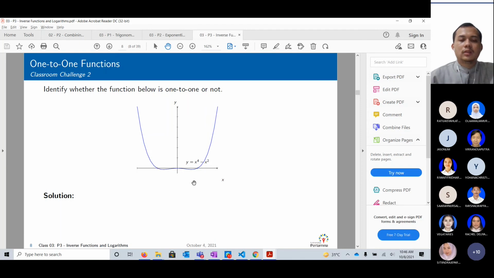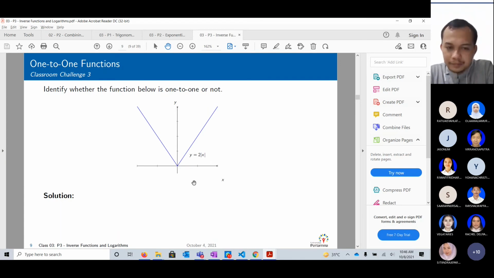Is it 1-to-1 or not? I think not, sir. Yes, that is correct. So this one is not 1-to-1. This one, 1-to-1 or not? I think not, sir. Yes, that is correct. So this function is also not 1-to-1.